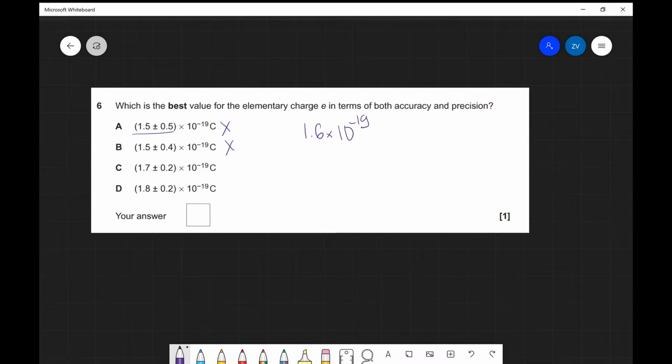C, 1.7 plus or minus 0.2 times 10 to the power of minus 19, and D, 1.8 plus or minus 0.2 times 10 to the power of minus 19. Out of the two remaining options, C is by far closest to the real value, so it's more accurate, and it's more precise as well because there's a smaller absolute uncertainty. So the correct answer is C.